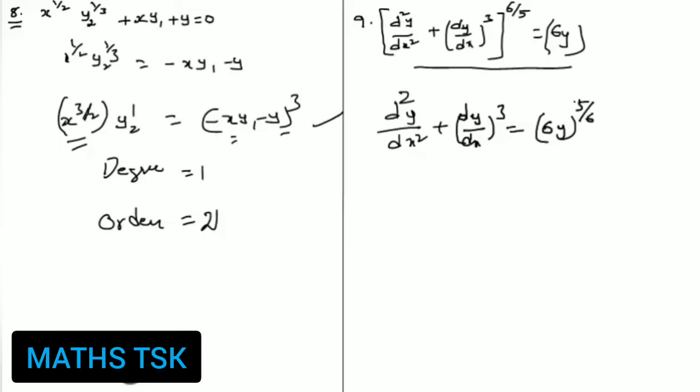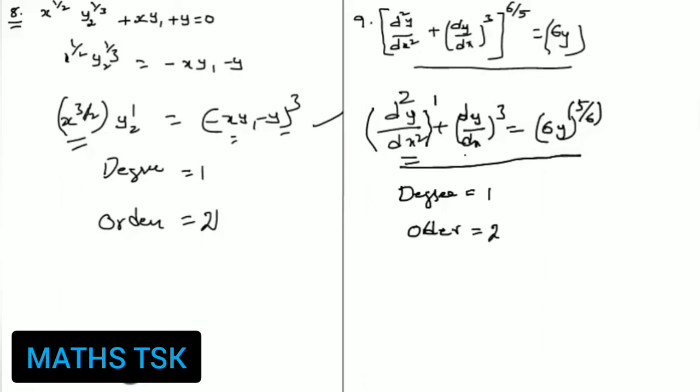So the power of y can be a rational number, may not be an integer. So it becomes a polynomial equation in derivatives. Therefore, it's of the form d square y by dx square plus (dy by dx) whole cube is equal to (6y) whole to the power of 5 by 6. Therefore, the degree can now be defined as 1, since the highest order derivative power is 1. And the order of the differential equation is 2, since the highest order derivative here is d square y by dx square; among d square y by dx square and dy by dx, the order is 2.